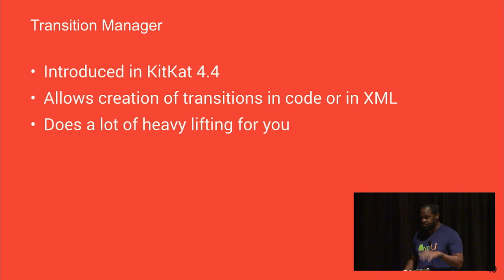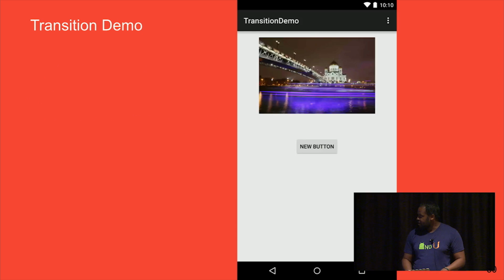So Transition Manager was introduced in KitKat 4.4. It allows creation of transitions in code or XML, and it does an insane amount of the heavy lifting for you. Have any of you ever had to wire up an animation by yourself in Android? Okay, so you know my pain of using the old way with object animators and property animators and stuff like that.